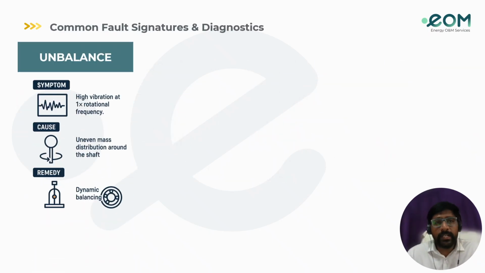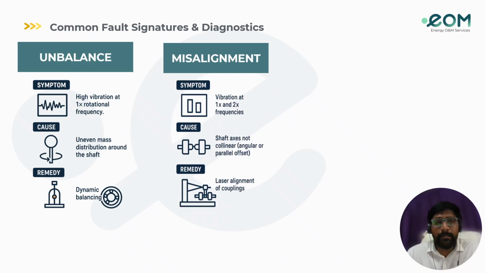The first one is unbalance. Here, high vibration at the rotational frequency is the symptom observed, caused by uneven mass distribution around the shaft. So the solution would be dynamic balancing. The second one is misalignment, which can be identified when the vibration is at high frequencies, caused by the shaft axes being angular or having a parallel offset, and the solution is laser alignment of the coupling.